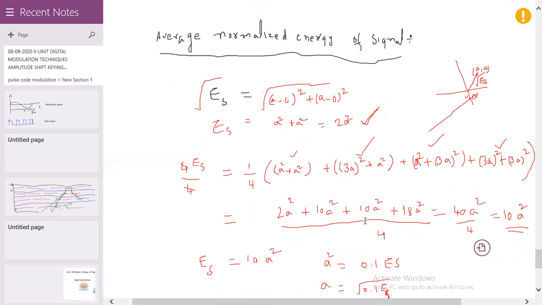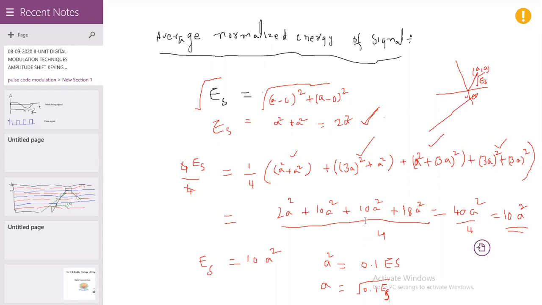Similarly, let us say one question is given in your examination: design 64 QASK. How will we do it? Listen to me. Here we can design 64 QASK. N is equal to 6, the number of bits per symbol is equal to 6, 2 to the power of 6 is equal to 64. So in each quadrant, 16 symbols are present. And let us assume the distance d is equal to 2a.